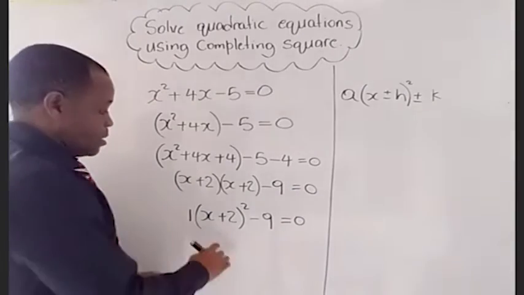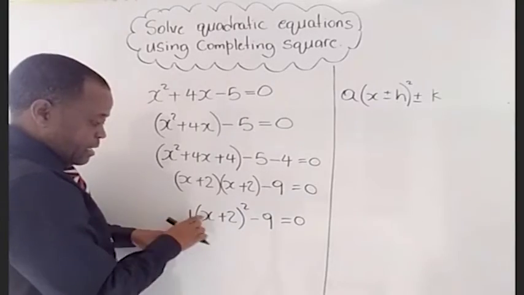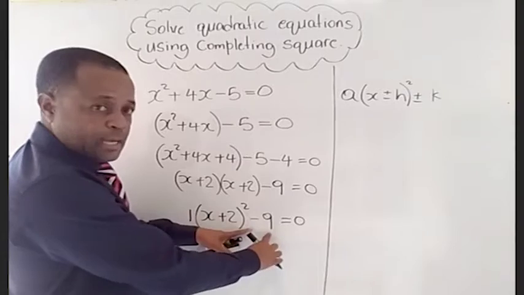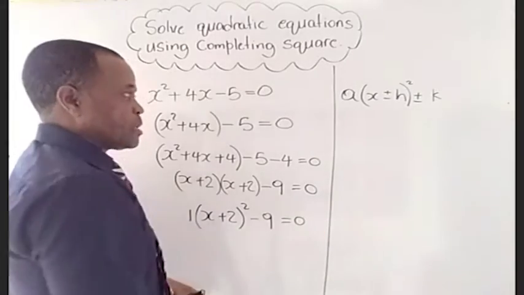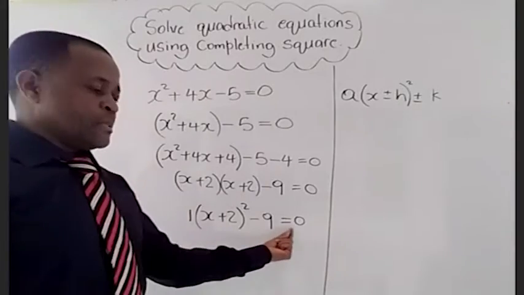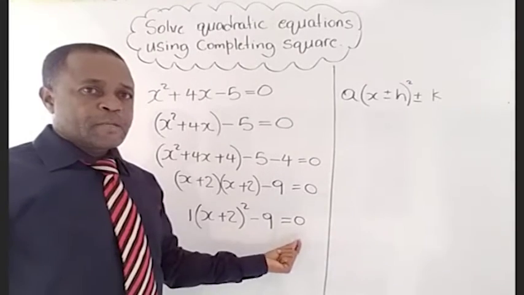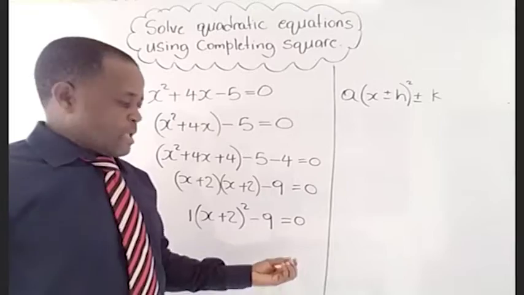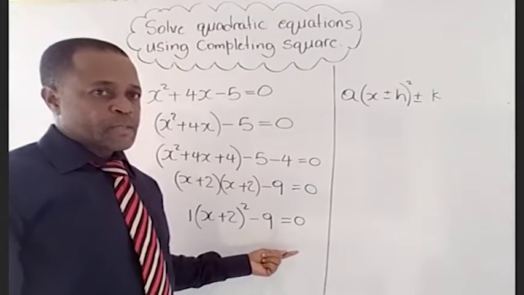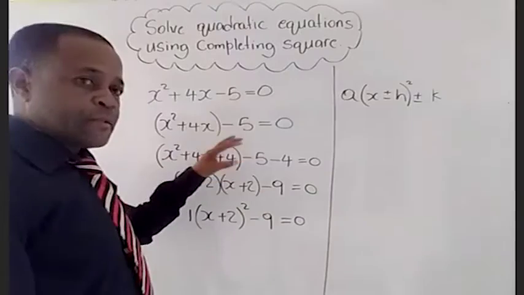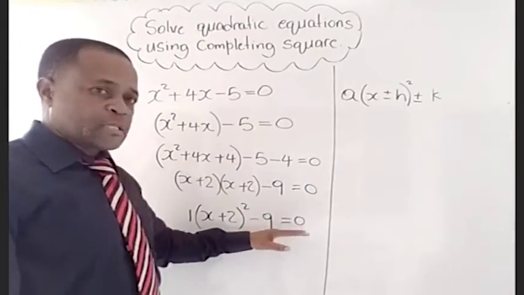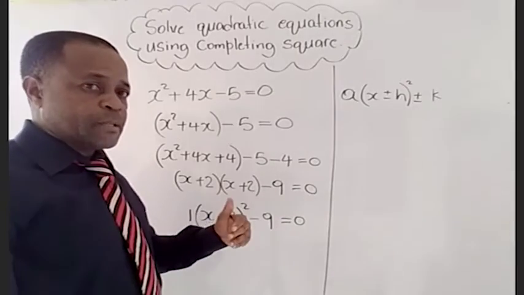Good. Now, notice it is A times a perfect square in this case, minus a constant, and is equal to 0. So it is now written in the completed square form. We could now go a little bit further to solve this equation. However, we're going to leave it for a little while, and then we're going to come back and solve this equation. So we're going to look at another one.